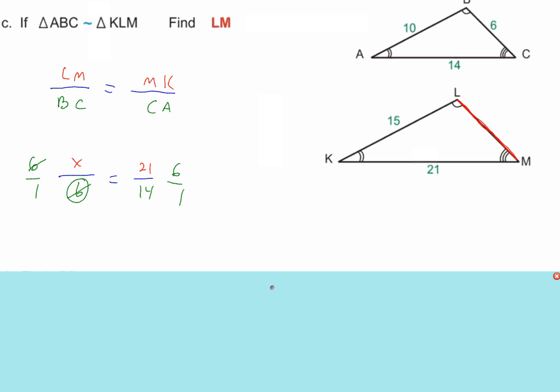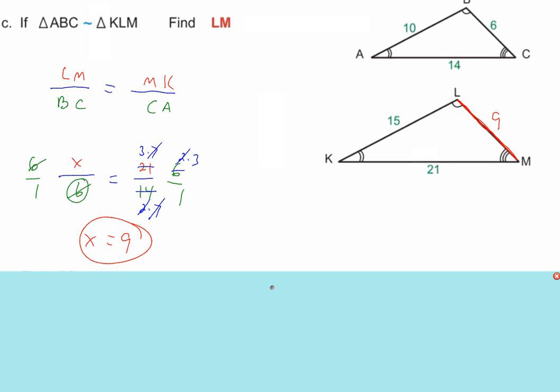Let's reduce it out. So again, be careful. A 14 is a 2 times 7. A 21 is a 3 times 7. And a 6 is a 2 times 3. There's a lot of reducing, right? The 7's reduce and the 2's reduce. And you could have just done it on your calculator, but sometimes the answer will be a fraction. So we end up with 9. So L to M is 9.